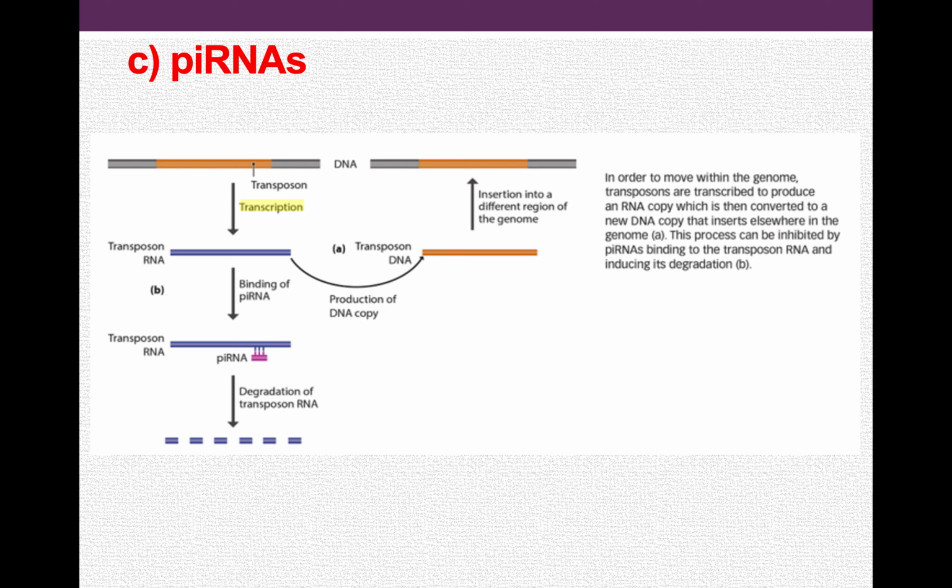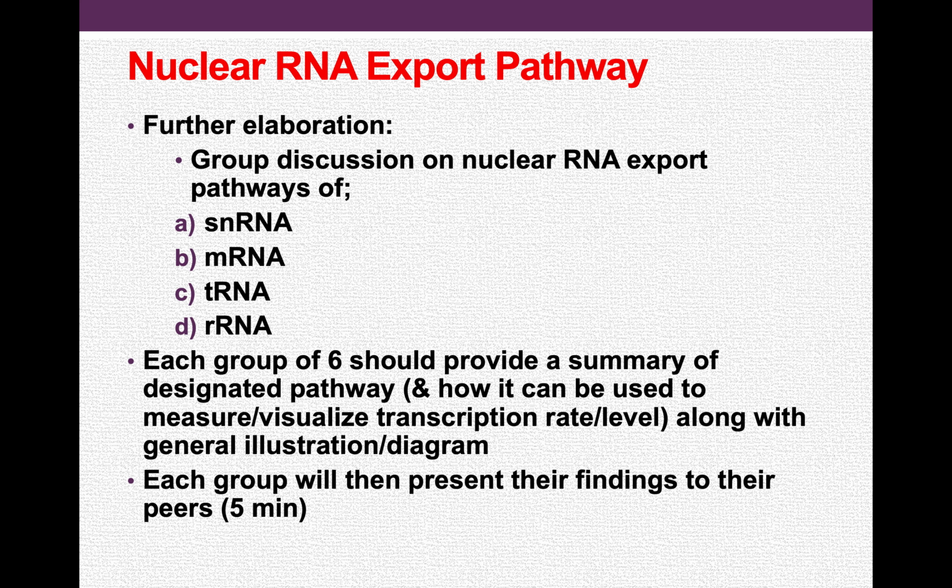As you can see, I should actually show this again when I was explaining just now. Now I will just give it straight away here in the video, but probably I would also put it in your e-learning. I need you to do an activity on the nuclear RNA export pathway for you to understand better. Of course it would involve group discussion. So you could use the same group for the two-component system. I want you to discuss the nuclear RNA export pathway of snRNA, mRNA, tRNA, and rRNA.